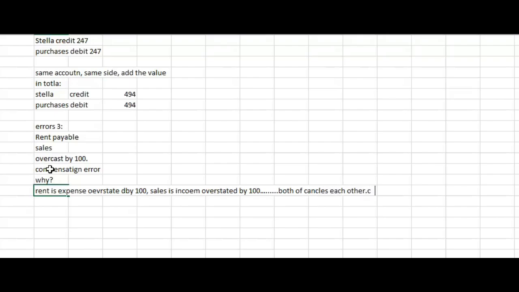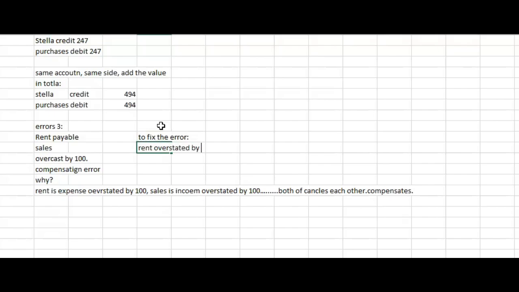As a result, this type of error is often difficult to detect and usually comes to light only when the individual accounts are examined closely. To correct the error, we need to remove the excess $100 from both accounts. This means reducing sales by $100 and reducing rent payable by $100, ensuring that both balances now reflect the correct amounts. Once this adjustment is made, the accounts are accurate, even though no suspense account is required as double entry was not broken. Now let's correct the error step by step.